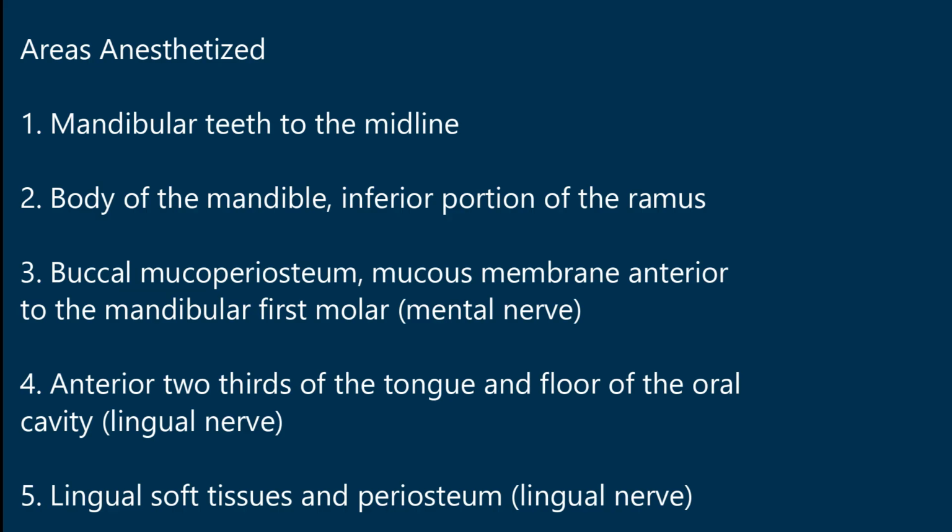2. Body of the mandible, inferior portion of the ramus. 3. Buccal mucoperiosteum, mucous membrane anterior to the mandibular first molar, mental nerve. 4. Anterior 2/3 of the tongue and floor of the oral cavity, lingual nerve. 5. Lingual soft tissues and periosteum, lingual nerves.